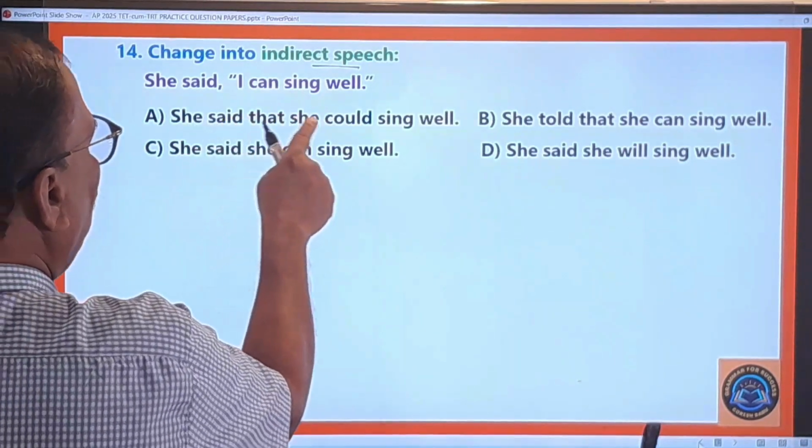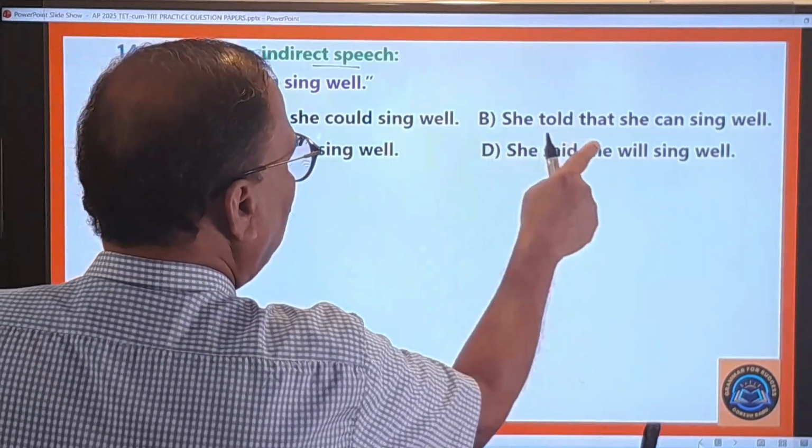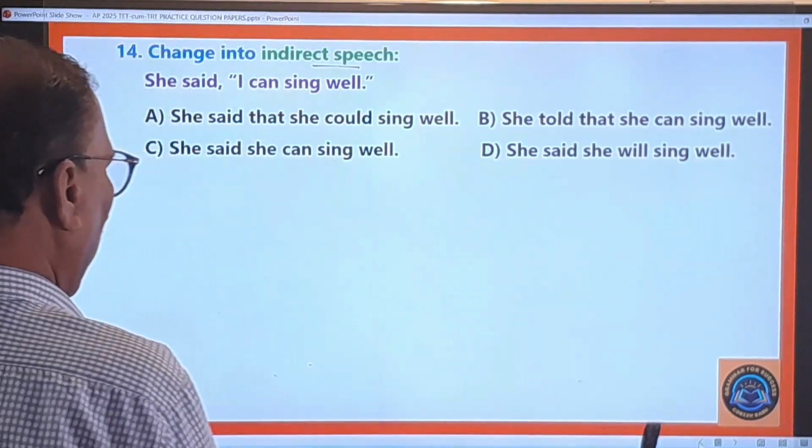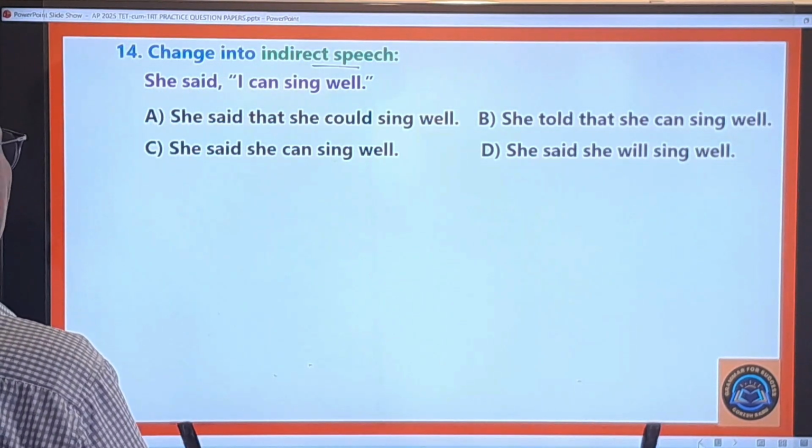She said that she could sing well. She told that she can sing well. She said she can sing well. She said she will sing well. Okay, now you go to the 15th question.